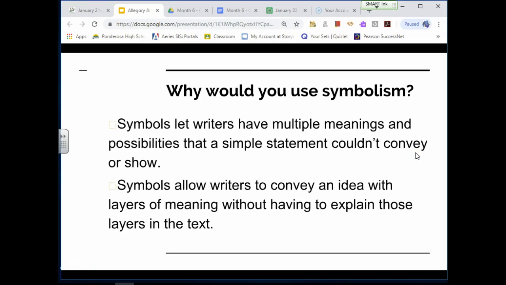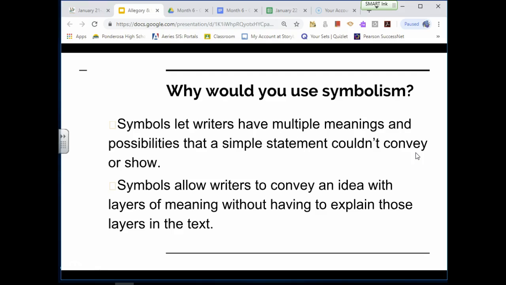So, a couple things to add. It lets writers have multiple meanings, right? If I can give you little Easter eggs, little hints, it gives me the ability to provide a deeper meaning without just giving you the literal story. Symbols allow writers to convey an idea with layers of meaning without having to explain those layers in the text.